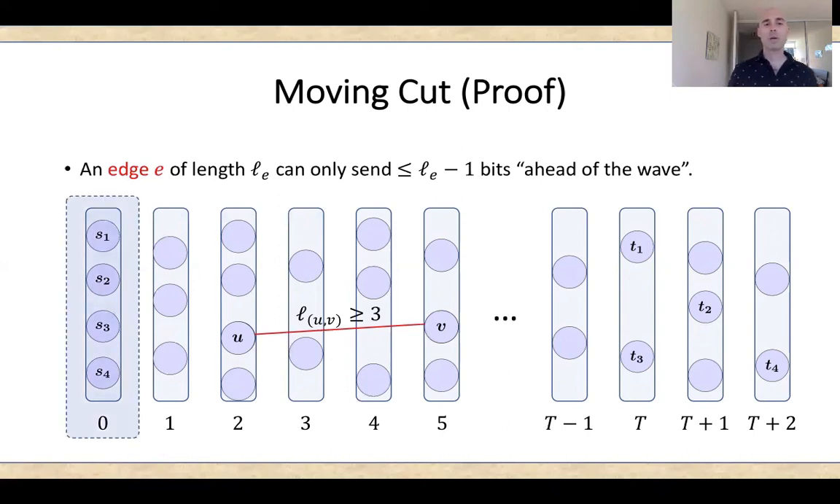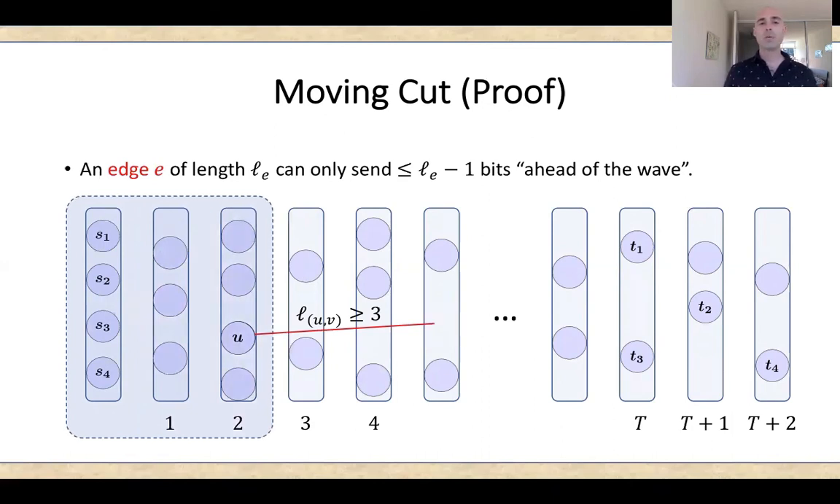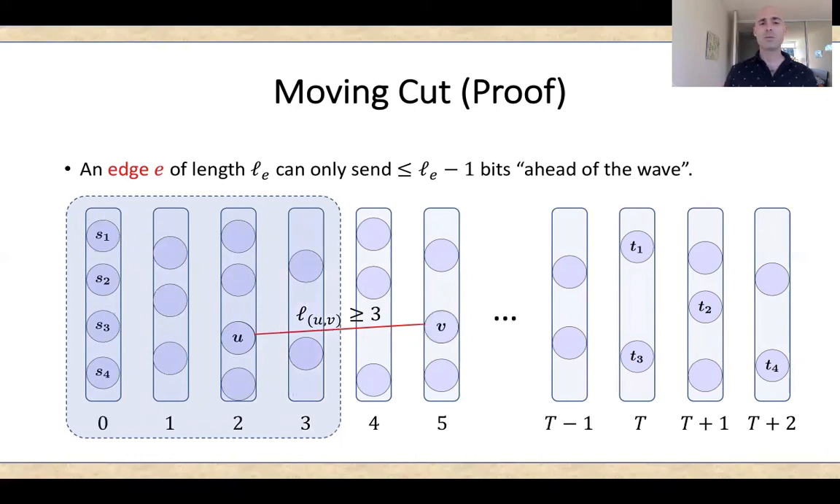So between round 0 and round 1, U doesn't know anything, so of course it cannot send a message. Between round 1 and 2, same thing. But now between round 2 and 3, U has already been hit by the wave. And so it can send a message to V. So that's 1 bit. Between round 3 and 4, it can send another message. That's 2 bits. But now in the next round, V will have already been hit by the wave, in which case there's no more information that you can send which will go ahead of the wave.